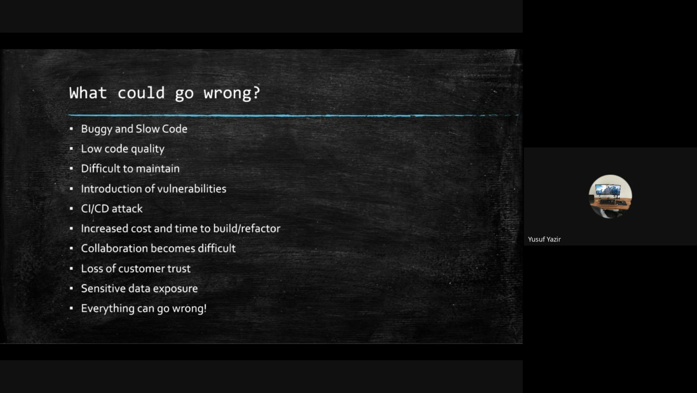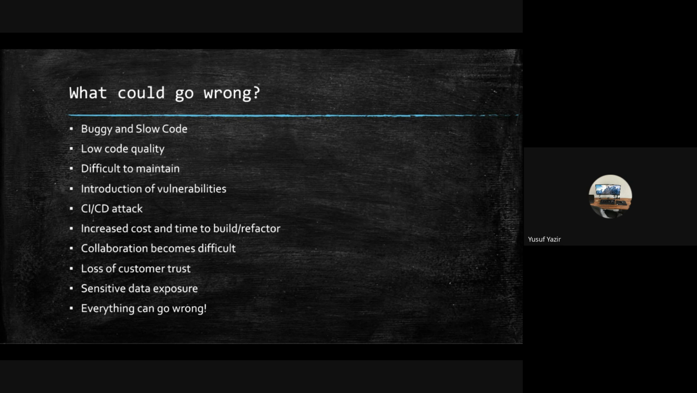And also collaboration becomes difficult. Whenever you write code that is very difficult to understand, it will be extra stress for me to start looking into this code. Then loss of customer trust. When your site is not secure, or it's slow, or it's not working properly, then there will be issues. You probably start losing the trust of your customers. You probably lose your business, and you probably lose your mind as well. So you have to make sure everything is working fine.